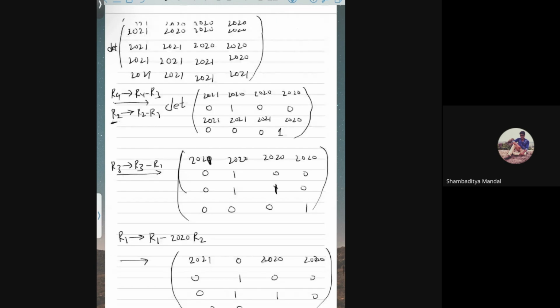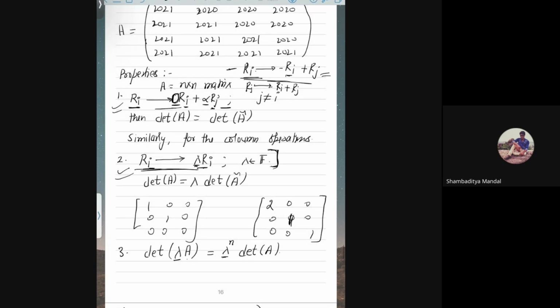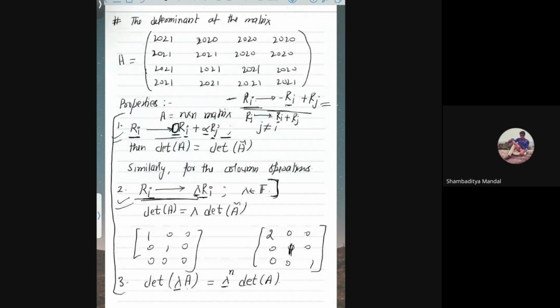But what I needed to tell you is that these three properties are very important. There are many such questions which come every year. So just be careful with the mistake she was making when she was multiplying this alpha with row i itself. That is why it is very important to read books carefully.